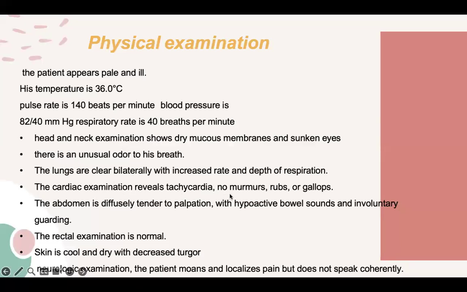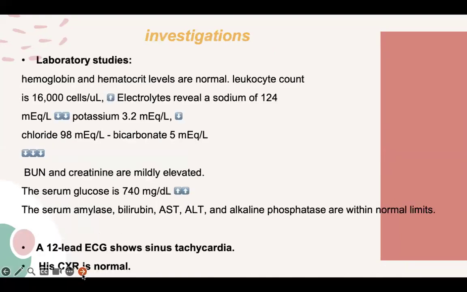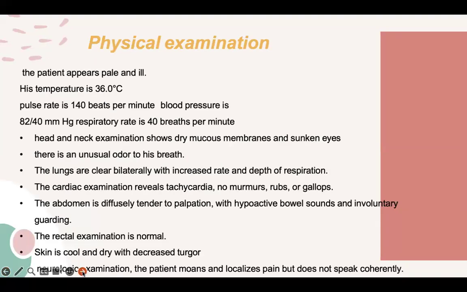Cardiac examination reveals tachycardia, no murmurs, rubs or gallops. The abdomen is diffusely tender to palpation with hypoactive bowel sounds and involuntary guarding. The rectal examination is normal. Skin is cool and dry with decreased turgor. In the neurological examination, the patient moans and localizes pain but does not speak coherently. Okay. So here we have many clues.